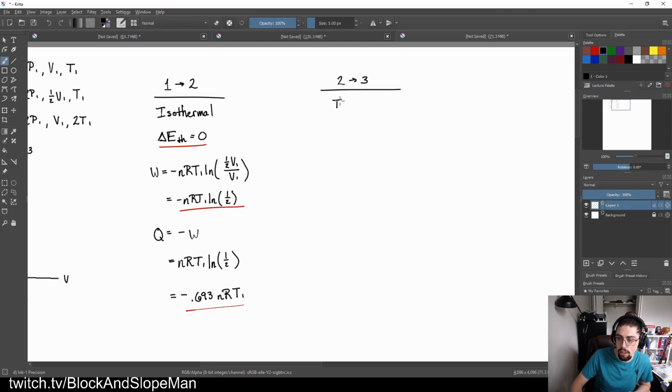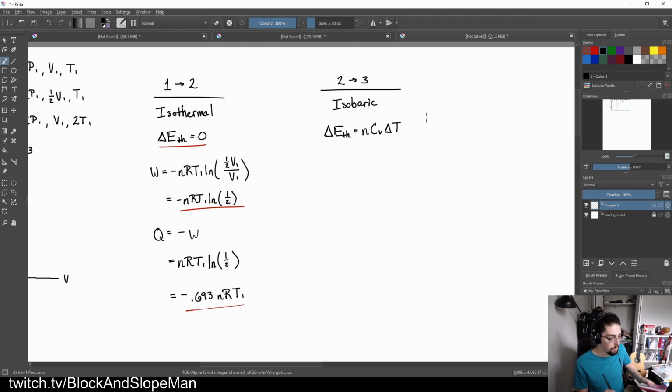For this one, we are looking at an isobaric case. So we know that delta E thermal goes as nCV delta T. Okay, well, there's a few different things in here now, isn't there? I don't know the number of moles n, but that's okay. Do I know what CV is?